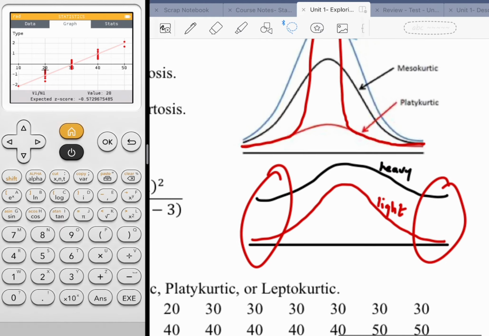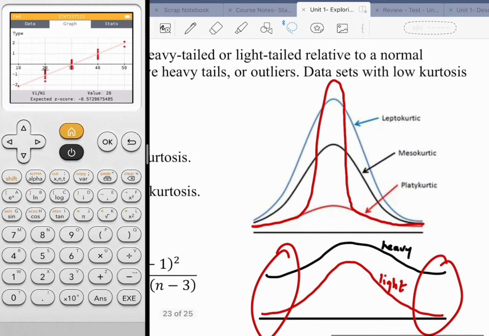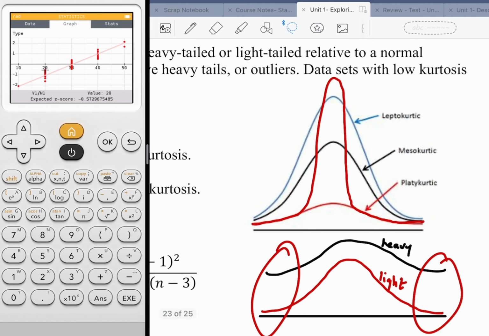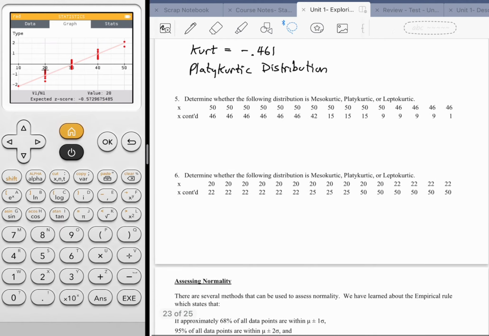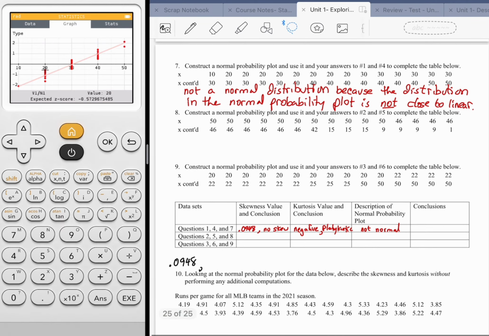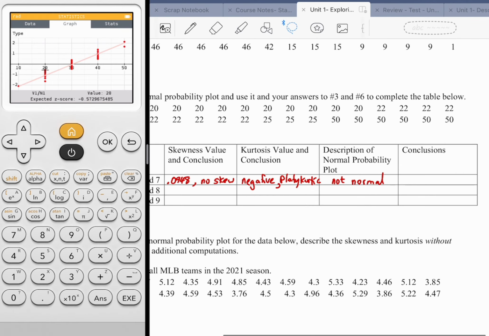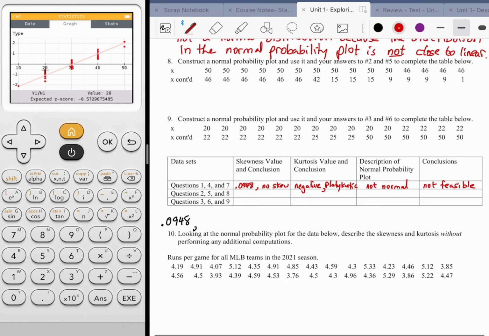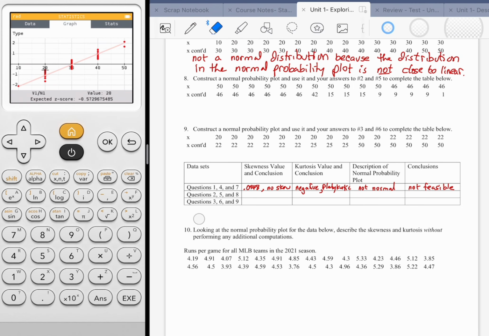But remember, in the instance of platykurtic, you could have really anything going on in the middle as long as it feathers out towards the x-axis fairly quickly. All right, so what this is telling us is that we really can't draw a conclusion about the nature of the graph. So not, I'll say, feasible. I think I spelled that right. All right. The conclusion is that it's not feasible to come up with a conclusion, really.